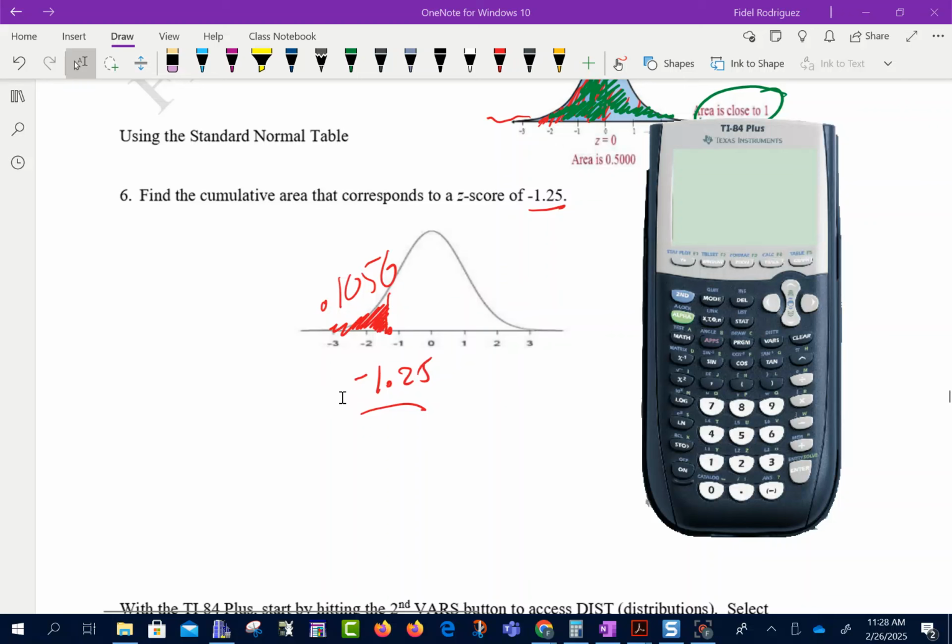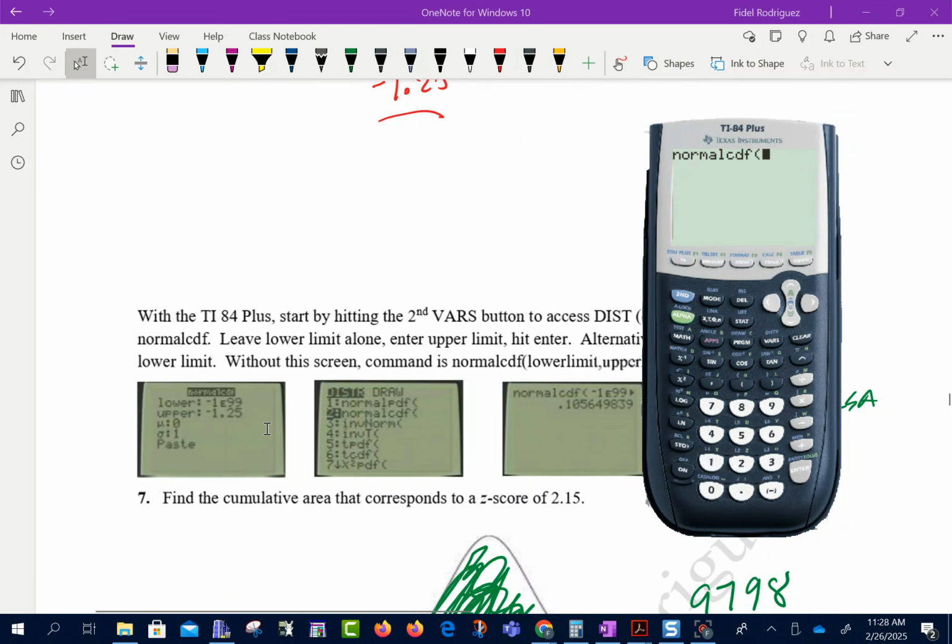So, y'all, when I'm going to find my area using my calculator, I'm going to go to second, and then the button that says VARs because I want to get to my distribution, which is right above that. I'm going to go to number 2, which is my normal CDF. Okay, I'm going to hit enter. Now, on some of your screens, it might look something like this, like the lower limit.